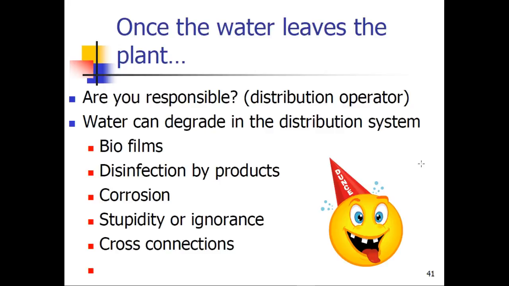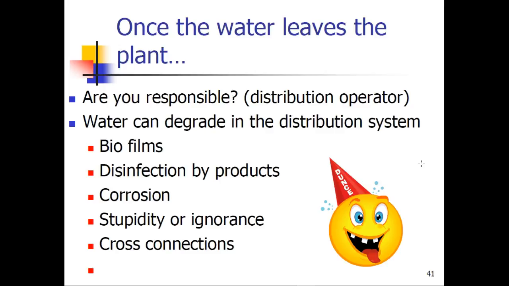Now, in a small water utility, that could be the same group of employees. In a bigger facility, you're going to have specialists. So you're going to have treatment people that work in the treatment plant, and that's all they do. And then you're going to also have your distribution people, who are out in the field. Water can degrade in the distribution system.